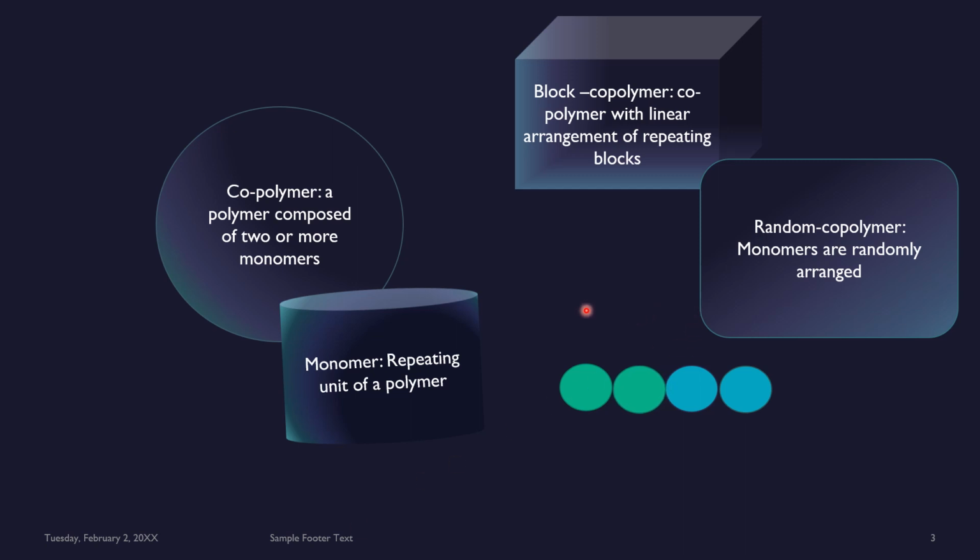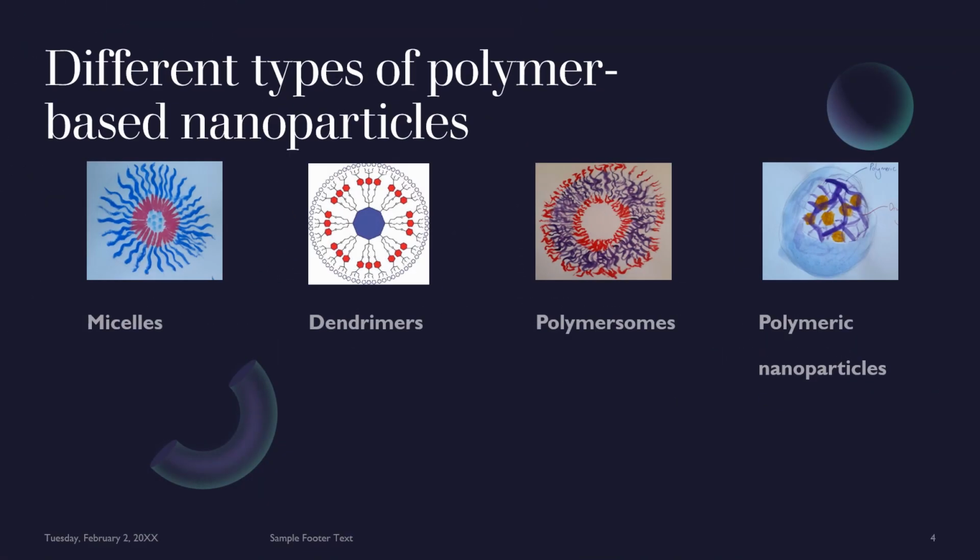In a diblock copolymer, as shown here, you have an A-B arrangement, with the green circles making up the A block, and the blue circles making up the B block. In a triblock, you can have an A-B-A arrangement, or an A-B-C arrangement with a third unique block. There are many different kinds of polymer-based nanoparticles, including micelles, dendrimers, liposomes, and, the main focus of this video, polymeric nanoparticles.